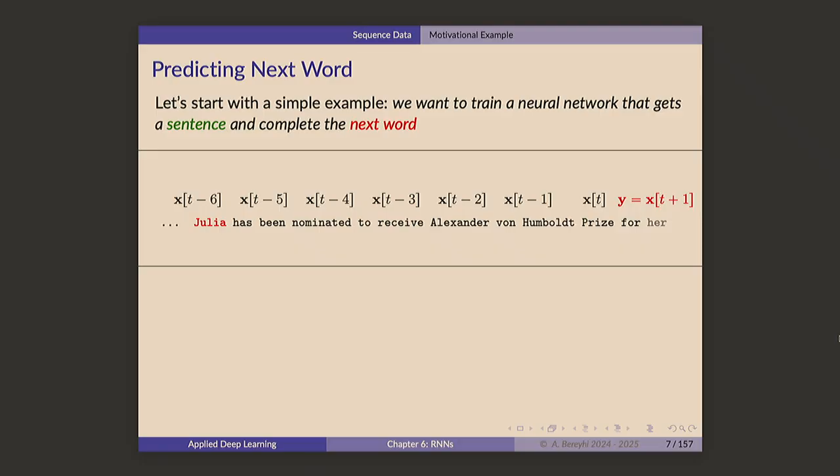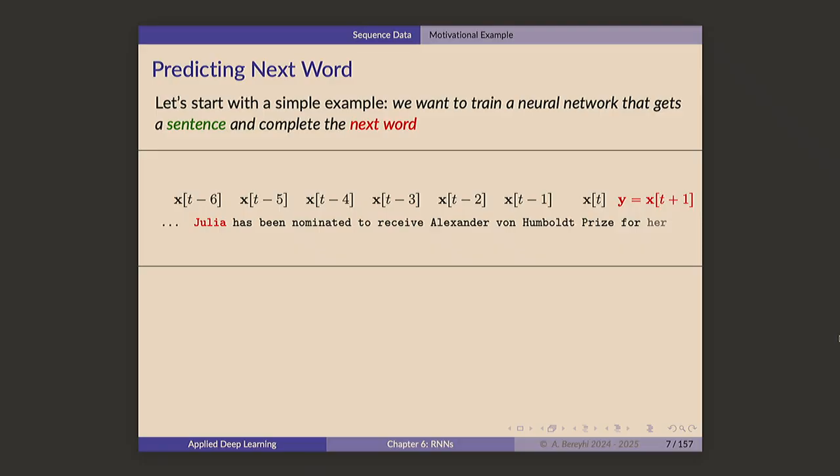It says, Julia has been nominated to receive Alexander von Humboldt Prize for the next word, right? Now, if I don't show you the next word, what do you say? If you know that this is going to be a pronoun, what do you put? Her, right? Why do you put her? Because of Julia, right? Julia is a female, so you put her.